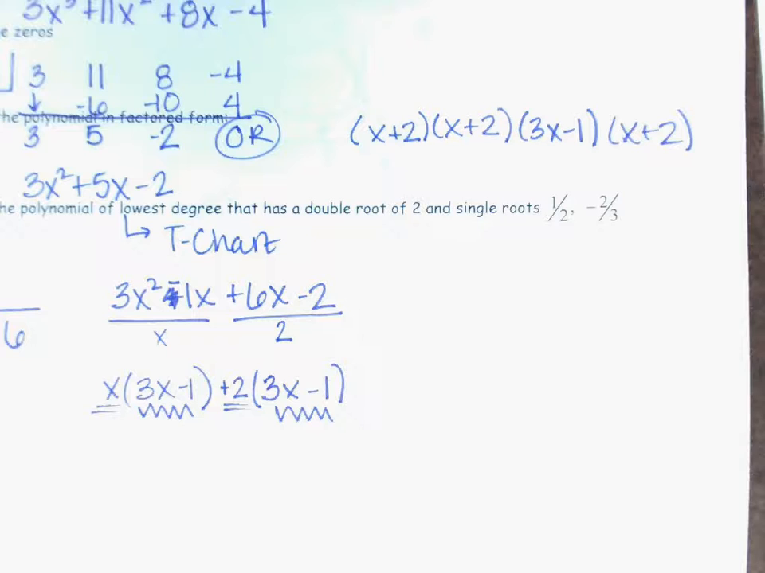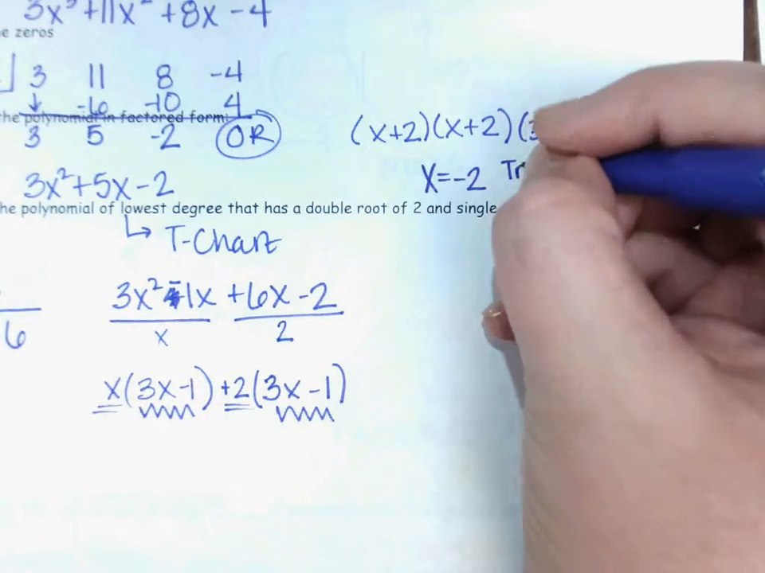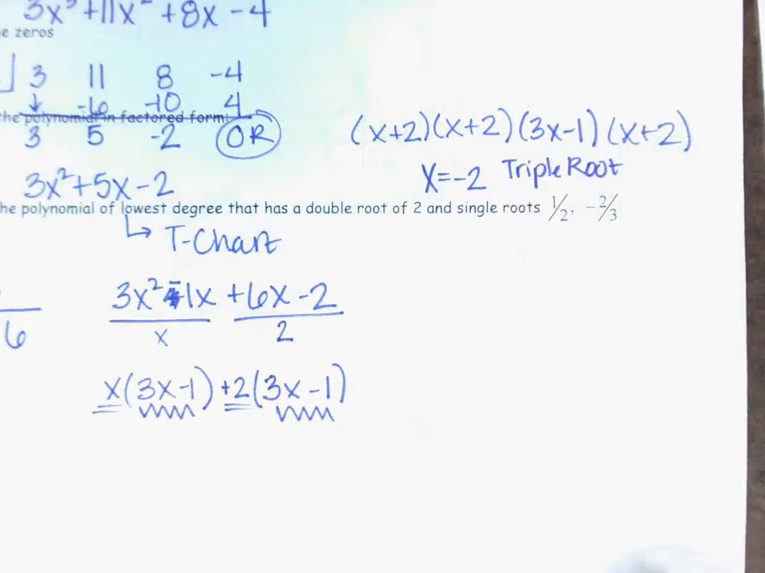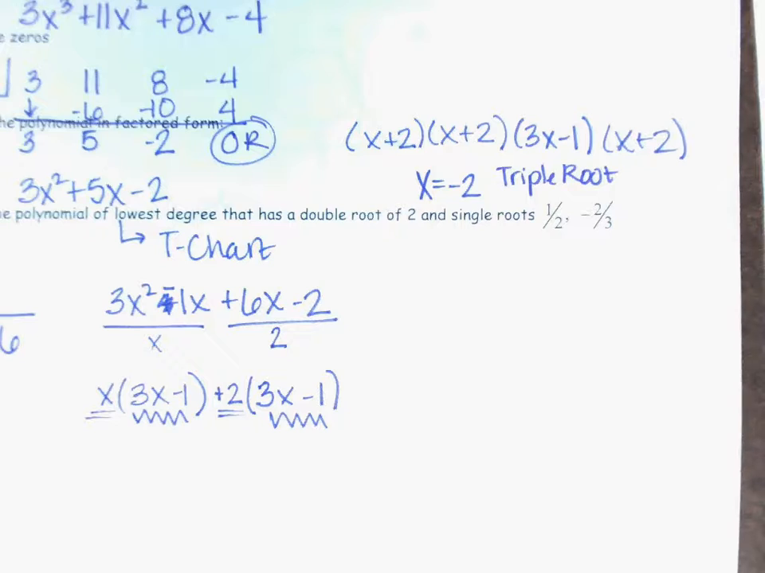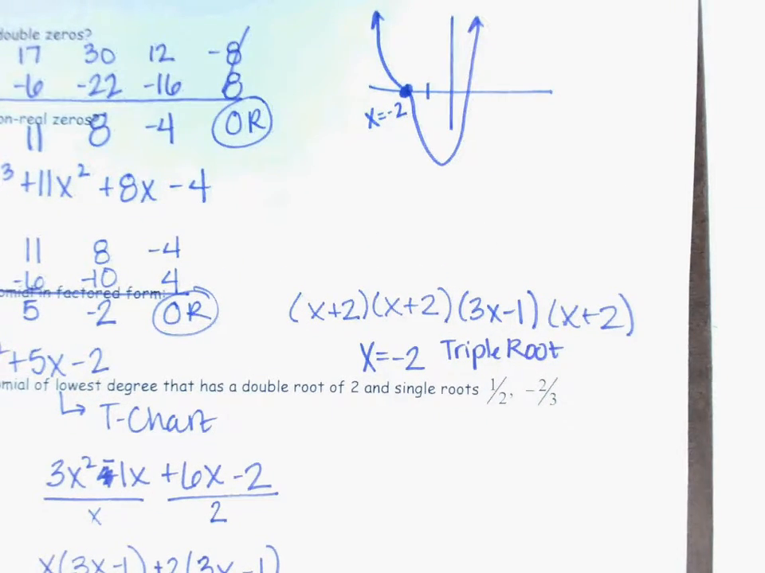Okay, so question, is my negative 2 a double root? How many times was it in there? 3. So x equals negative 2 is actually a triple root. Okay, so question, if you have a triple root, is it a bounce or a pass? Look at your graph. Okay, it's a pass.